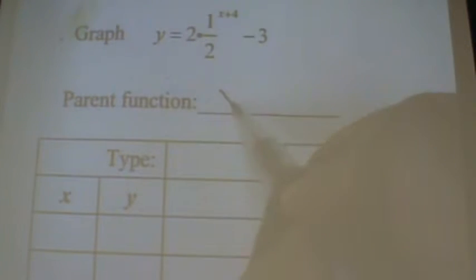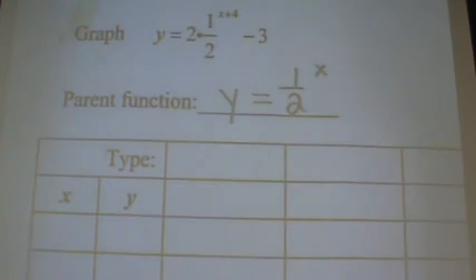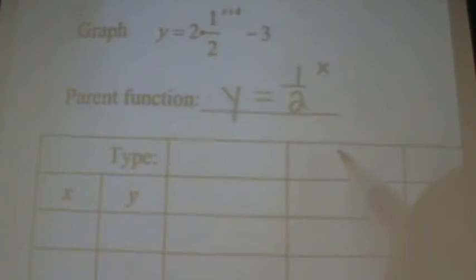See if you can do the next one. It says y equals 2 times 1/2 to the x plus 4 power minus 3. Can someone tell me what the parent function is? Y equals 1/2 to the x power. That's the mama function. So I need some values for x, like -1, 0, 1, and 2.